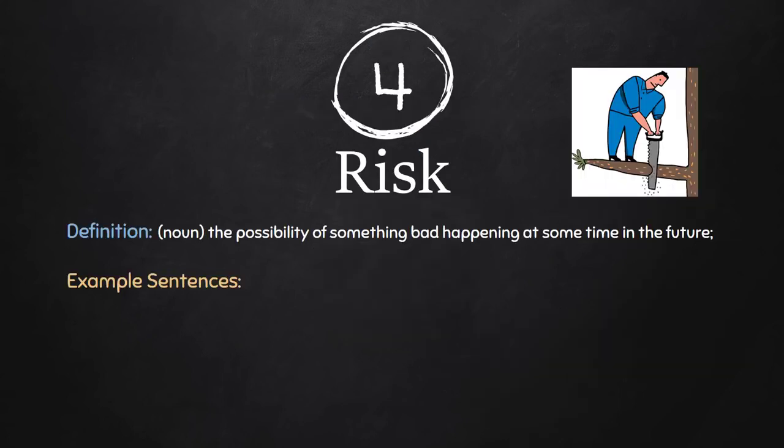Next word, risk. The definition of risk is the possibility of something bad happening at some time in the future. Just look at this guy up on the top right with his chainsaw. There's a big risk here, right? Something bad may happen in the future. He's going to cut the branch and then fall down. Bad idea. Don't do that.